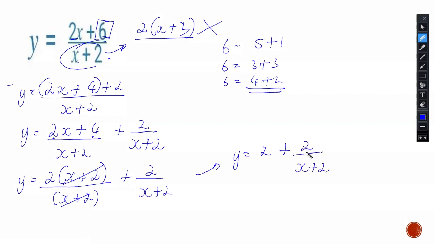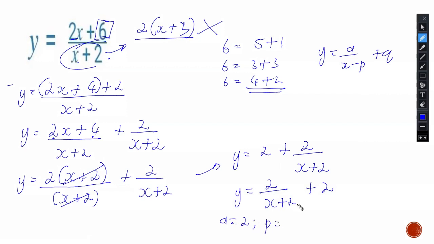Now we know that you cannot cancel this 2 and 2 here because this is one term. This is the whole expression. So that means you cannot cancel out with that. But then remember the format that we are trying to have is a over x minus p and then plus q. So that means we need to rearrange this and then we have y equals 2 over x plus 2 and then plus 2. Right. And now we can see that it's in the same format. So our a being equal to positive 2, our p, considering this format here, has to be negative 2, and then our q has to be the positive 2 that we are seeing there. Right. So just like that, we have our equation.